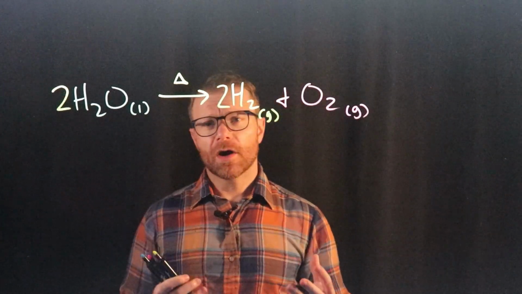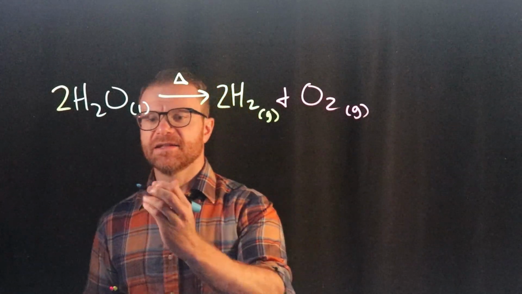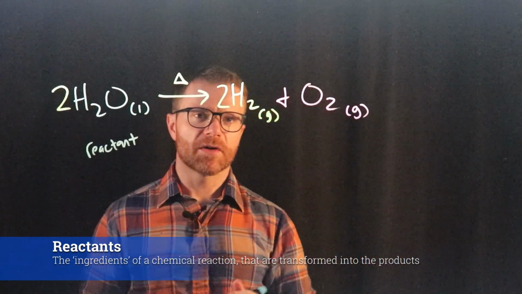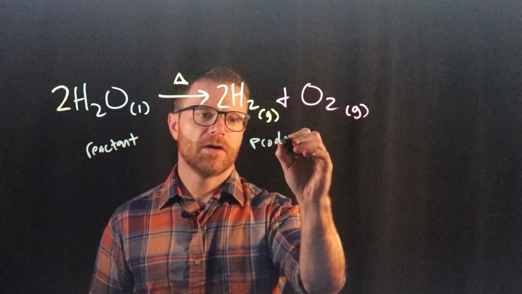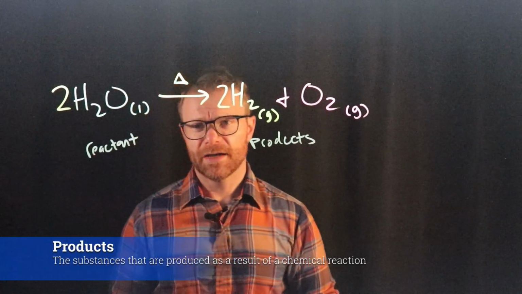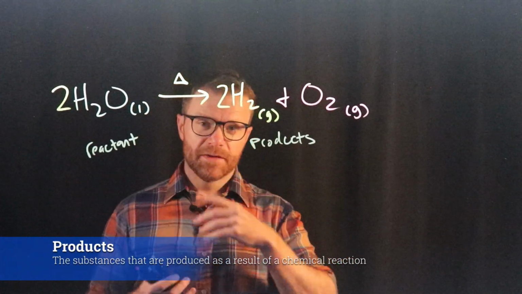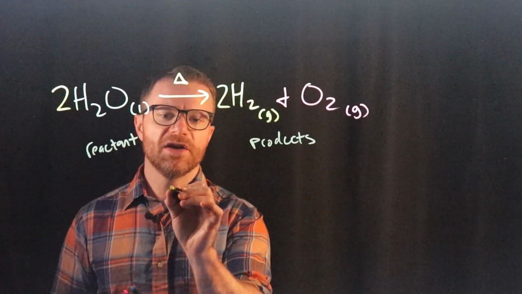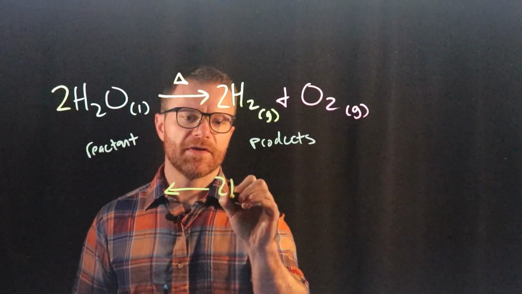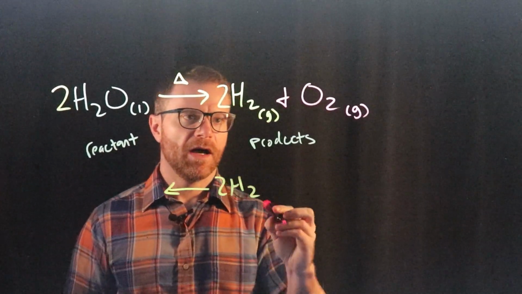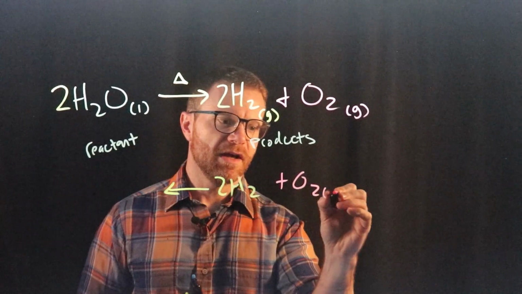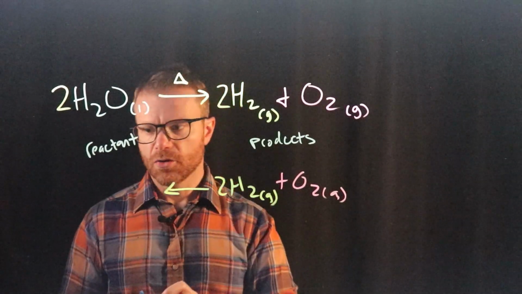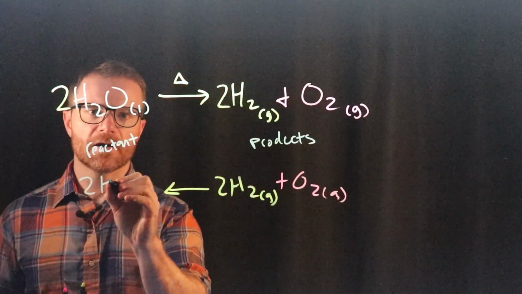So again, what are our reactants here? Well, we only have one reactant, and that's water. Our arrow is pointing towards our products, which are hydrogen gas and oxygen gas. And interestingly enough, this reaction and many chemical reactions, you could actually run backwards. So if I were to change the arrow, but keep everything else essentially the same, hydrogen gas plus oxygen gas could combust to make a bunch of water.